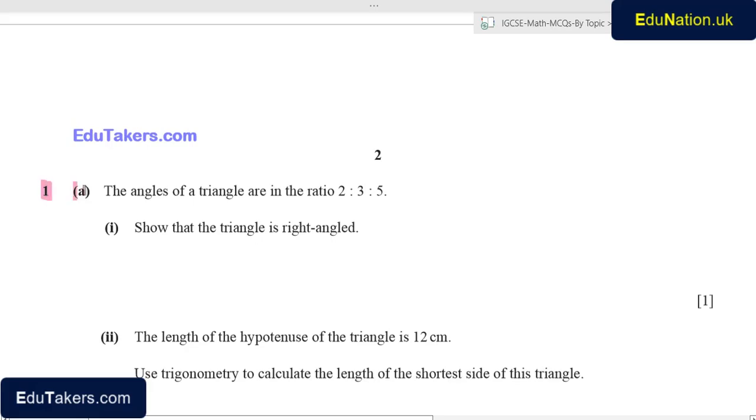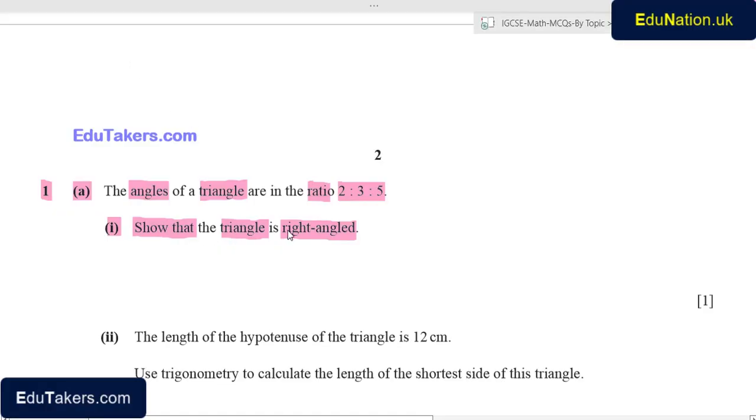Question number 1, Part A. The angles of a triangle are in the ratio 2:3:5. Part first is show that the triangle is right angled.